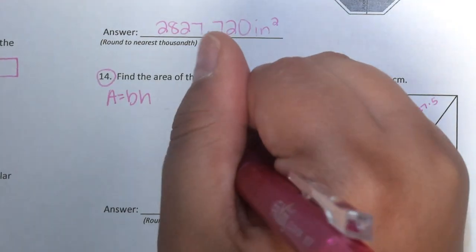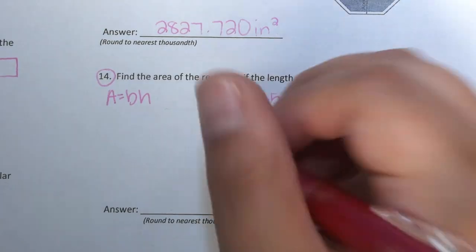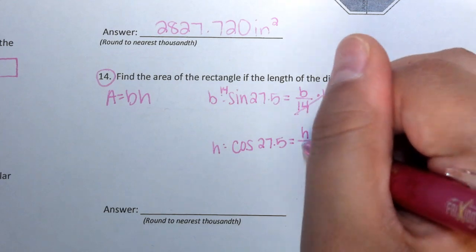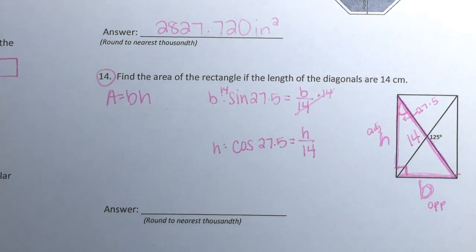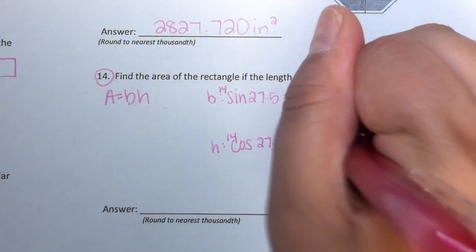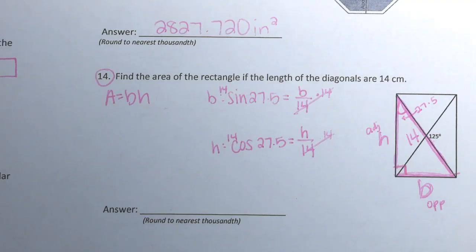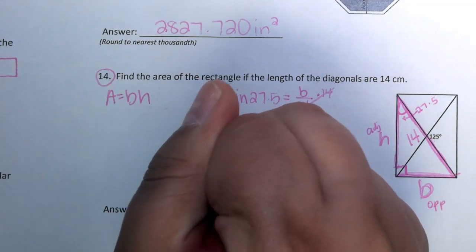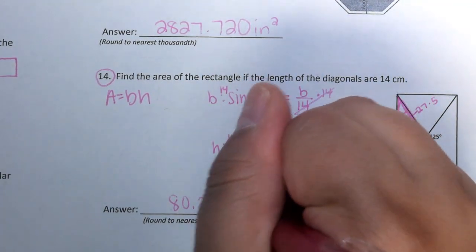And then how do I find the height? Cosine of 27.5 equals adjacent over hypotenuse. Again, multiply by 14. And I'm going to include the h: h equals 14 cosine of 27.5. And then once I get both of those answers, what do I do with them? You can just multiply bh in Desmos, and it gives you 80.277 centimeters squared.